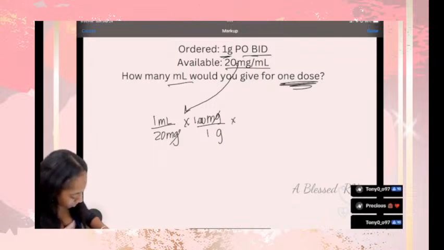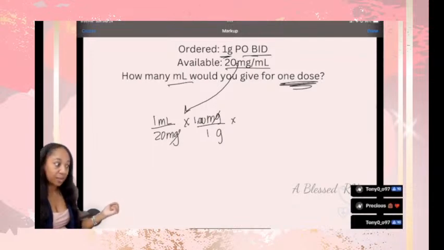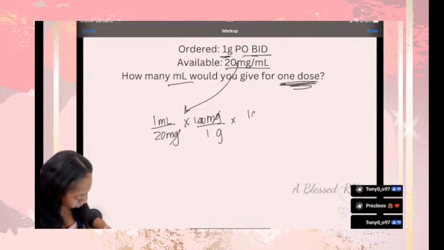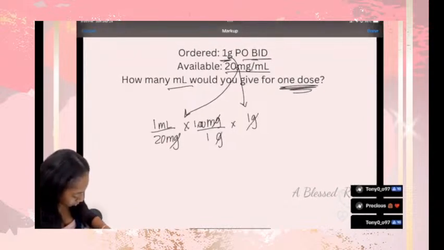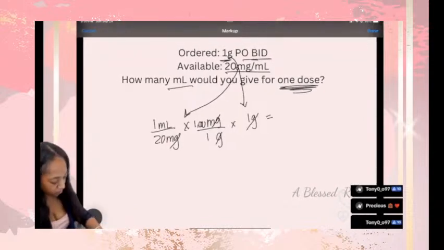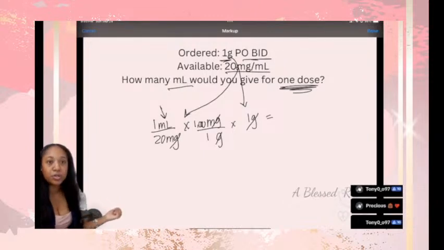Milligrams will cross out. Now we have grams at the bottom. So you put your gram from right here, from your medicine, and that's going to cross out as well. So now you're left with milliliter, which you were looking for. Okay?